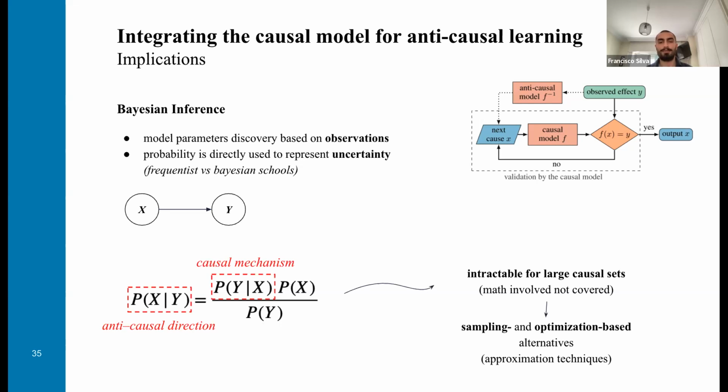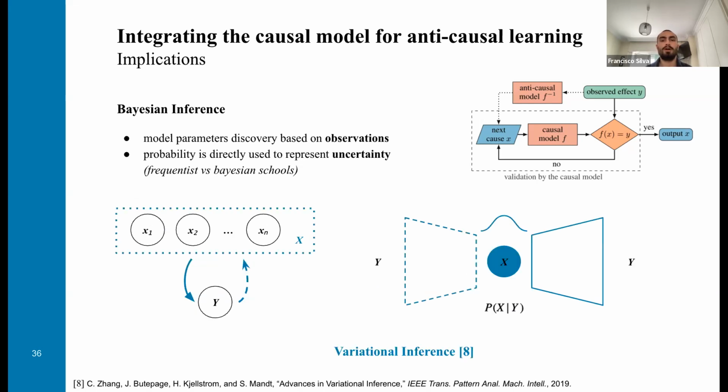However, explaining any problem with this level of simplicity is often not possible. Computing these distributions can become really complicated, and the mathematical explanation is not covered here, but you can find several papers on this. And there are some sampling and optimization-based alternatives for this computation. The most common approximation alternative is variational inference. And variational inference allows us to approximate our complex anti-causal distribution with simpler ones.